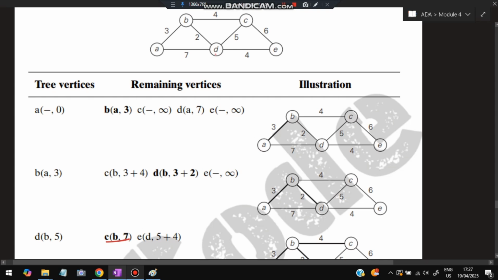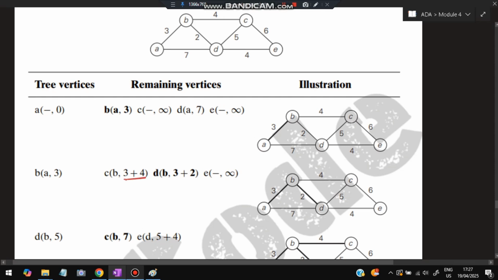And E. Now I'm present in D. I can reach E via the direct path, which is 4. But what was my previous cost? My previous cost to reach D was 3 plus 2, which is 5. So 5 plus 4 for E, I mean 5 plus 4 is 9. So this one will be 5 plus 4, 9.